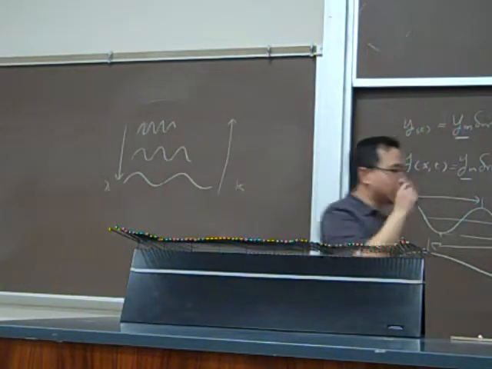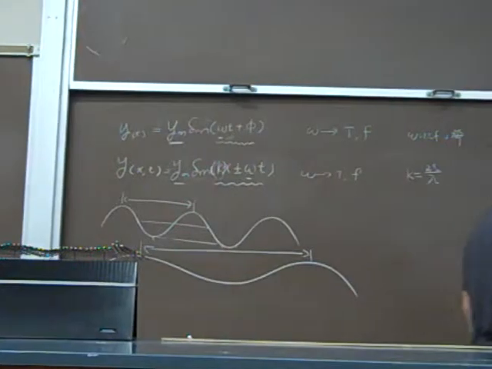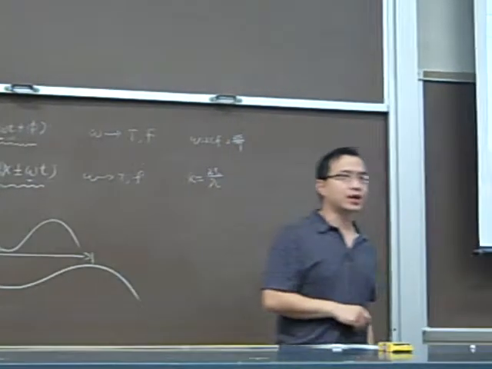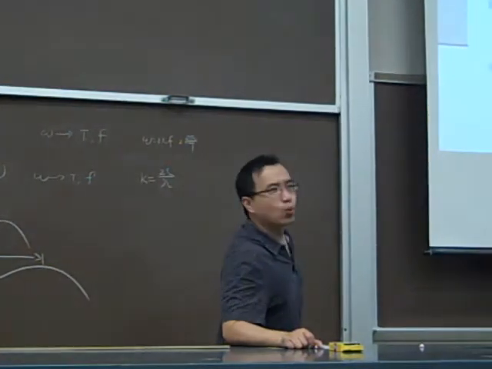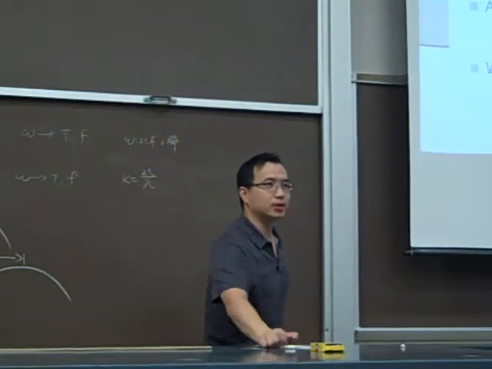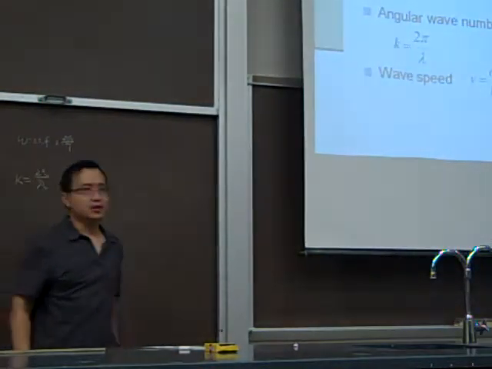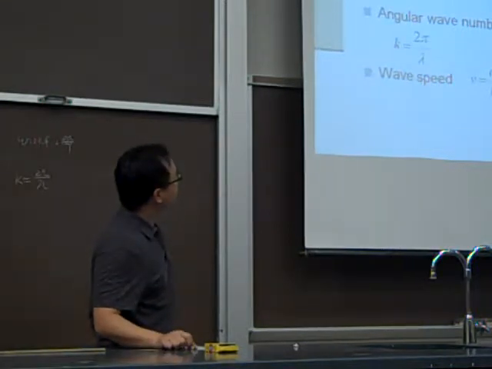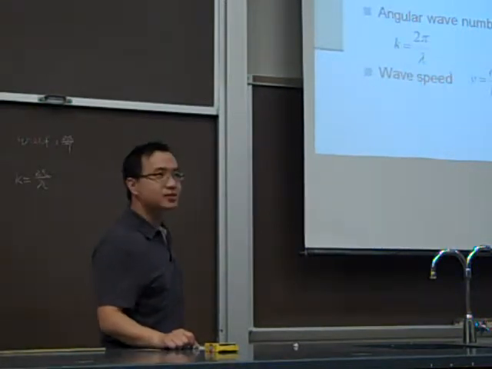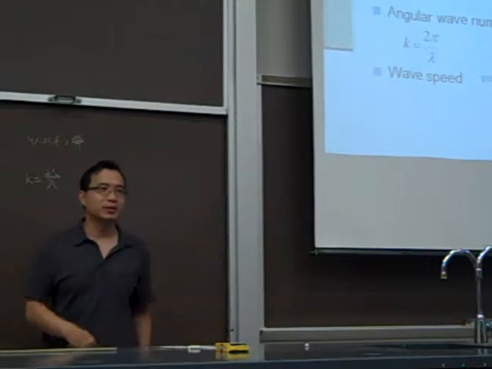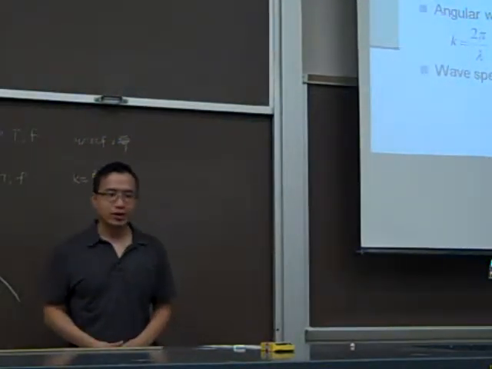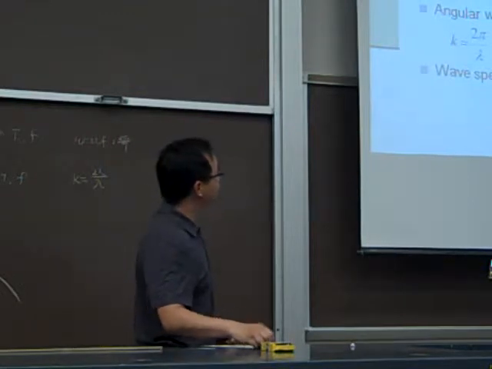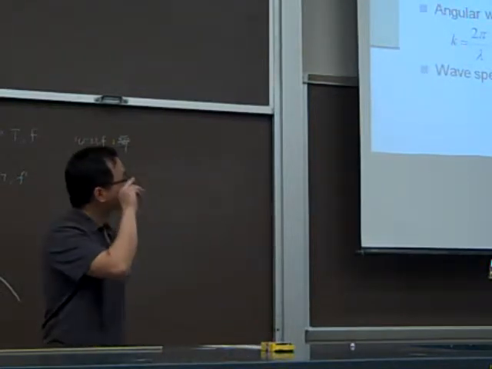And k has a special name. I always forget what the name is. So we always say k. What's the name of it? Angular wave number. Because this seems a meaningless name, I cannot remember it. It's called the angular wave number.